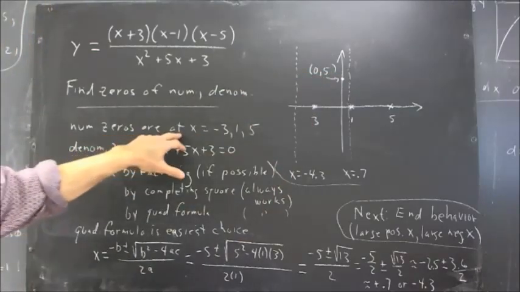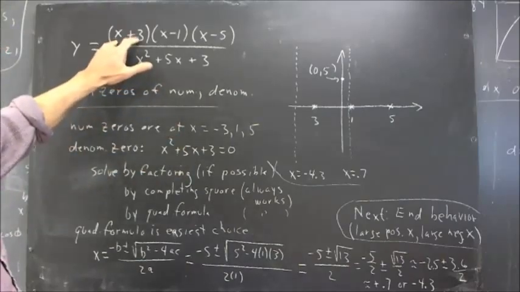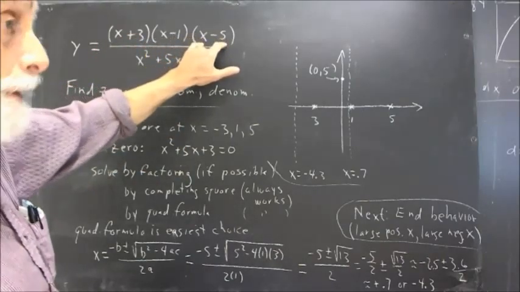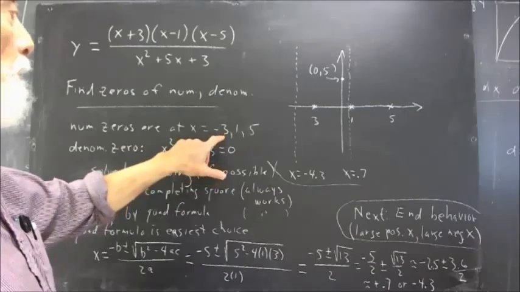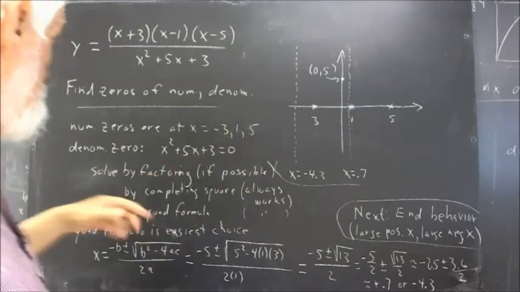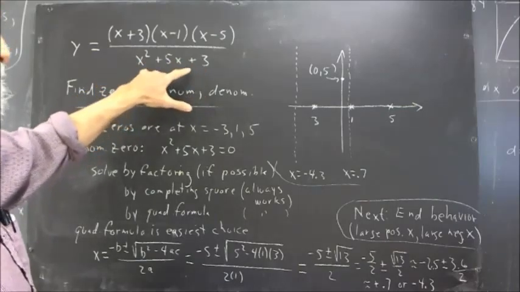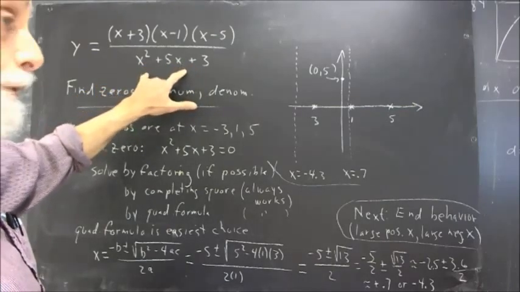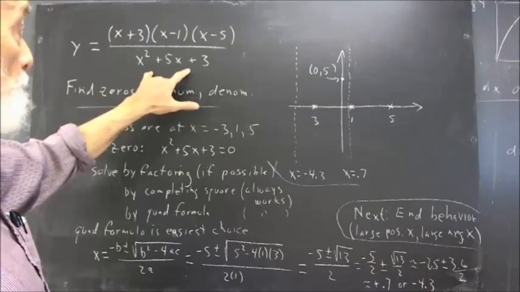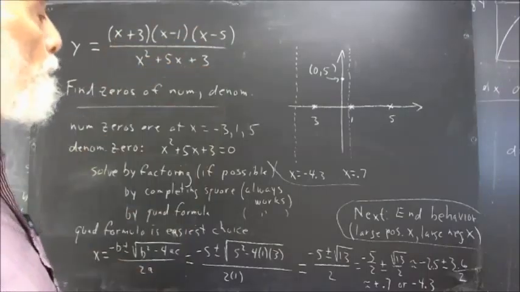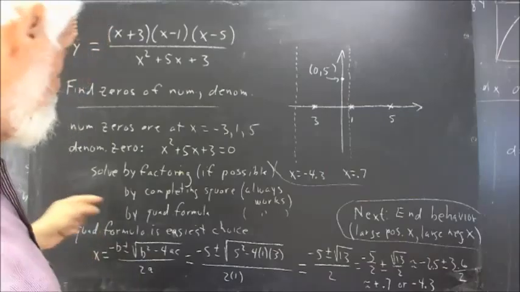The numerator zeros are easily found. It occurs when x plus 3 is 0, x minus 1 is 0, or x minus 5 is 0. That's at x equals negative 3, 1, and 5. The denominator is 0. Now the denominator is not in factored form, and there's a good reason for that. The denominator can't be factored over integers or even rational numbers, it turns out.